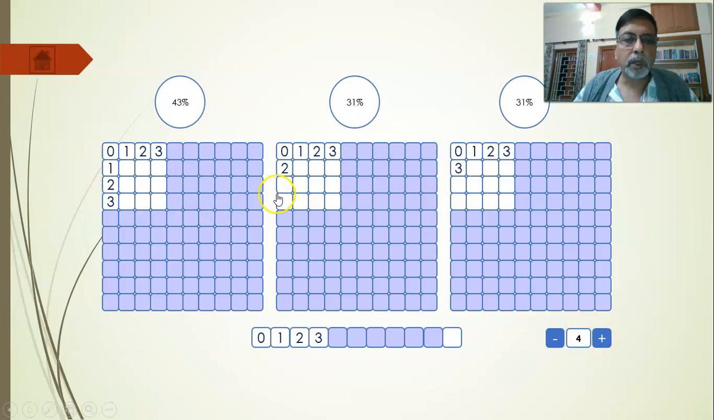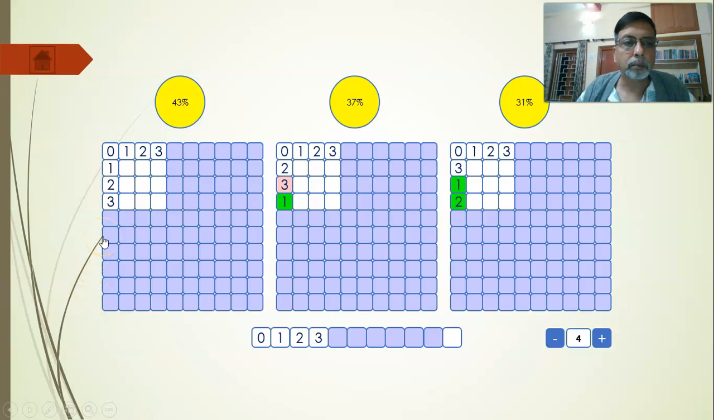For 3 of them, one can work out this position. It cannot be 0 or 2; it has to be 3 or 1. But if you put 1 here, 3 cannot come here. So the only possibility is 3.